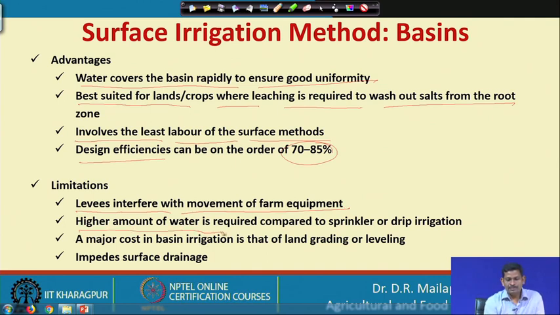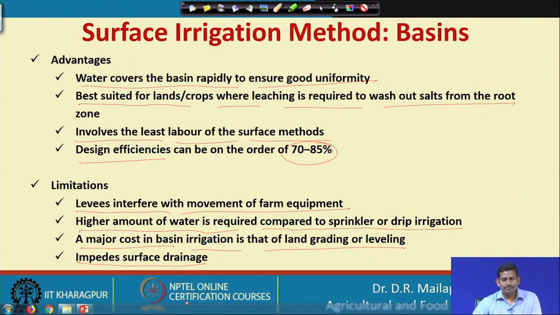A higher amount of water is required compared to sprinkler and drip irrigation, obviously because it is a basin and you have to flood the whole field. So, the amount of water will be more compared to sprinkler and drip irrigation. A major cost of basin irrigation is land grading and leveling. In the case of border and basin, and of course furrows, land grading is very important, and this impedes the surface drainage.